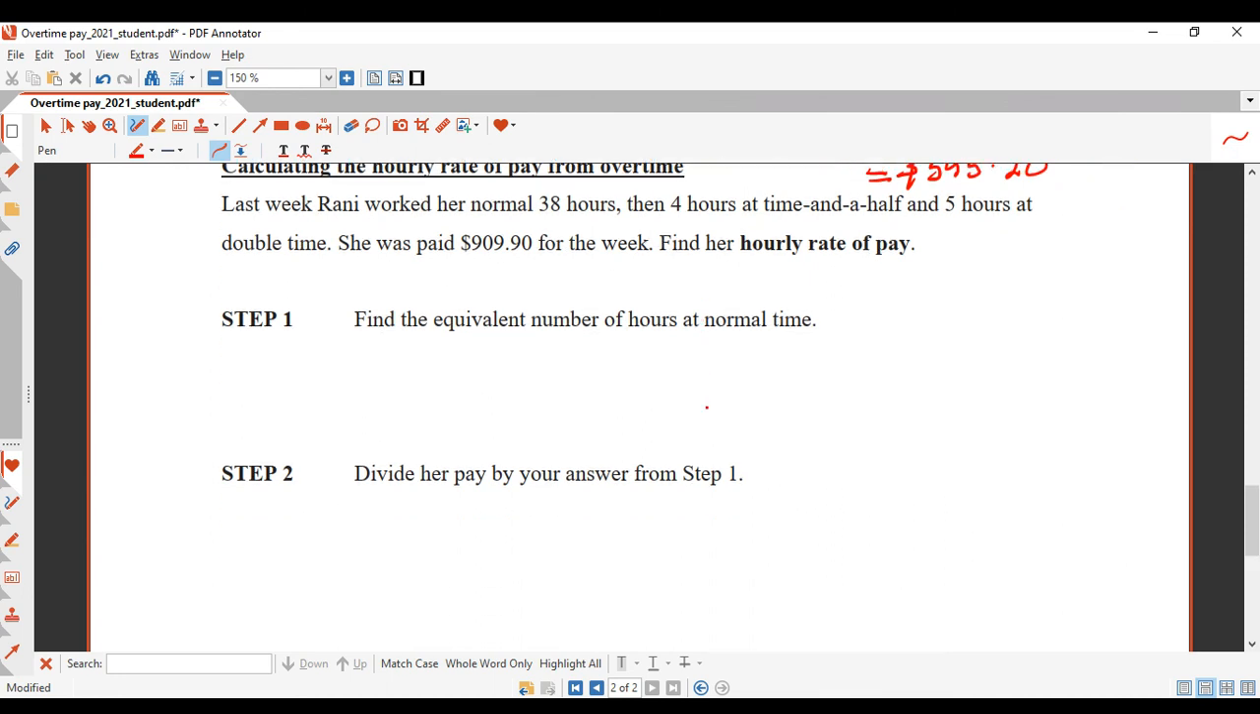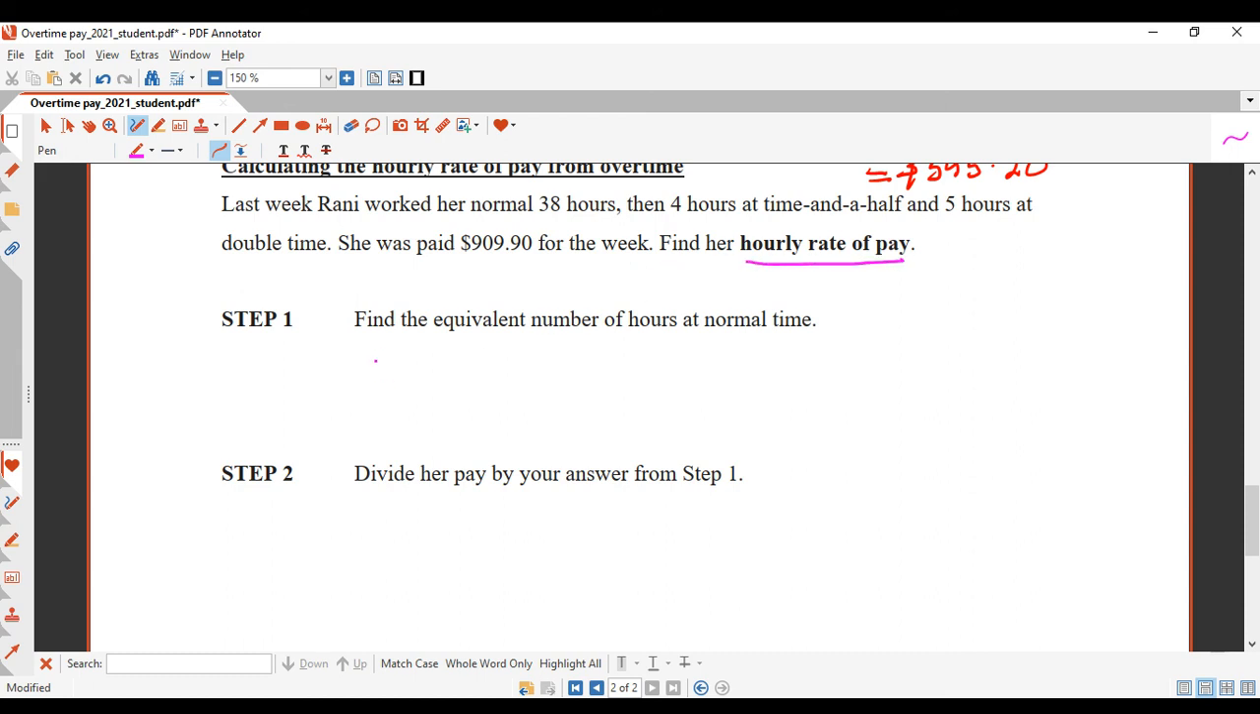Now the other kind of question they can give you is calculating the hourly rate of pay. These are harder questions, and you've got to follow these steps if you want to get them right. Let's have a look. Last week, Rani worked her normal 38 hours, then 4 hours at time and a half, and 5 hours at double time. She was paid $909.90 for the week. Find her hourly rate of pay.